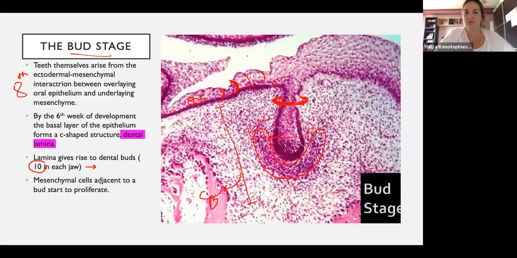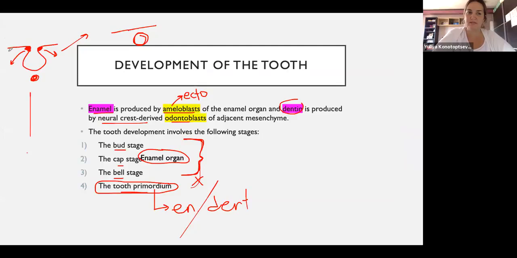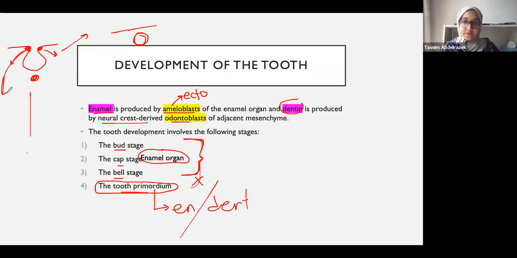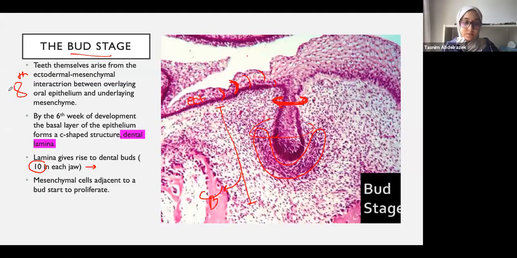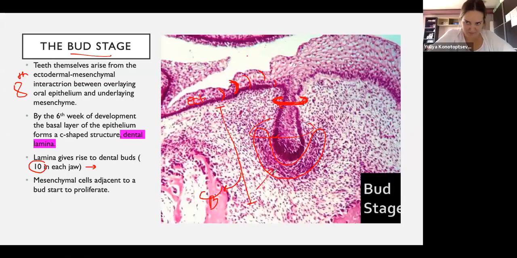Who was detaching and migrating to different places? Neural crest cells. So all of this mesenchyme, it's proliferating because it is creating an area for odontoblasts. Odontoblasts are going to be arriving to this area very soon. So what is the next stage? We have finished the bud stage.